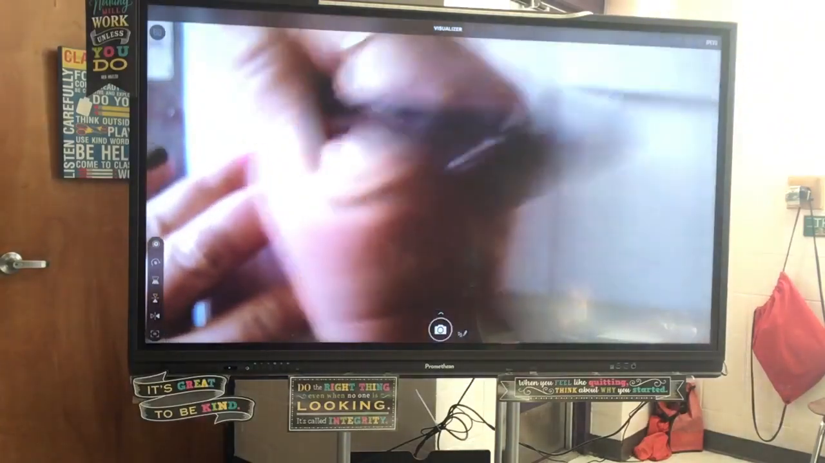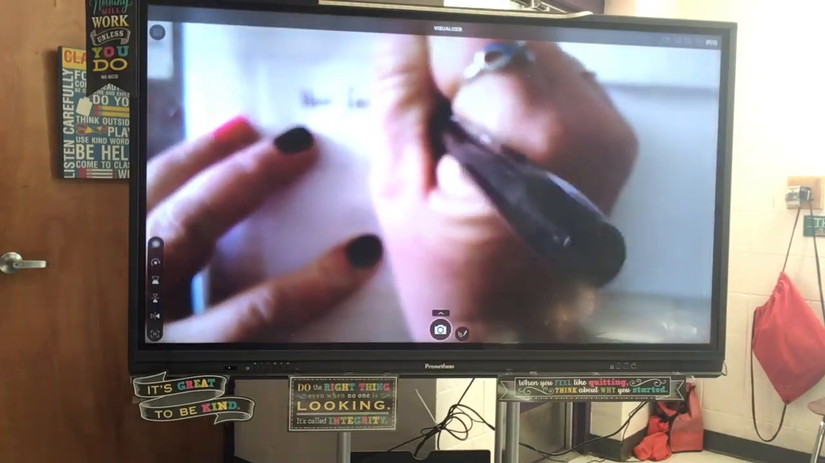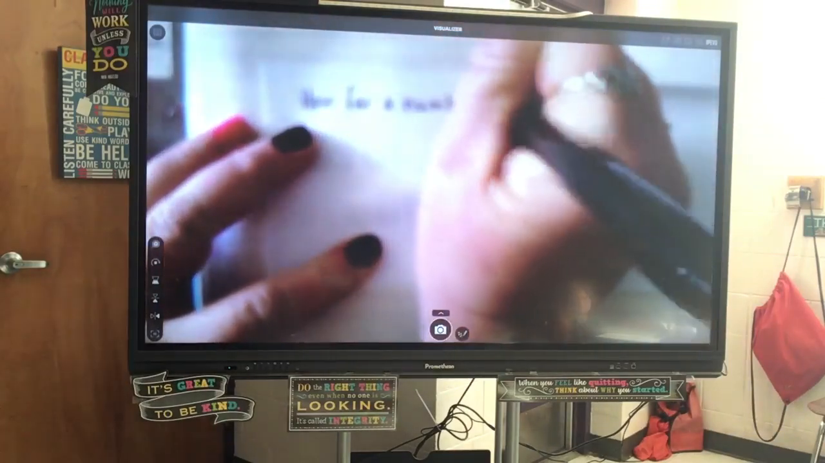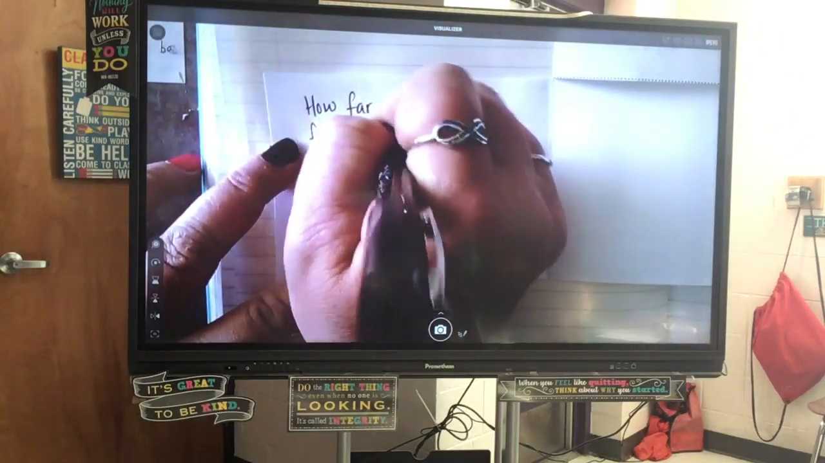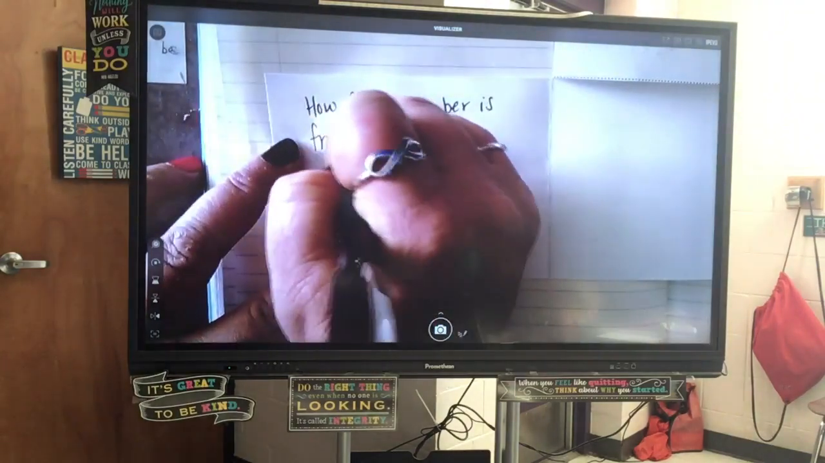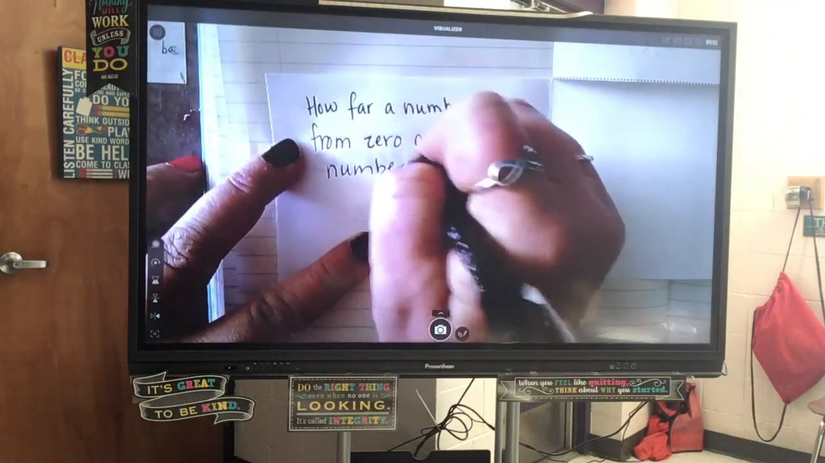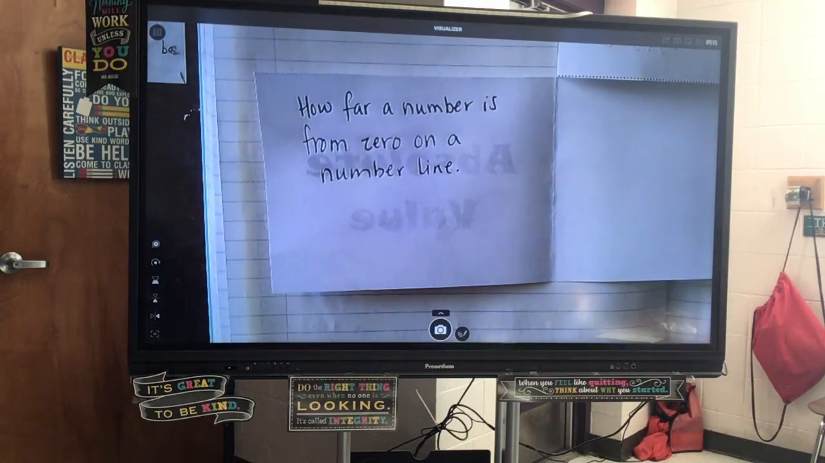Absolute value is how far a number is from zero on a number line. I'm sorry, I had to totally step out for a moment. I just got aggravated. Alright, and this will always be what? It's always going to be a positive number.